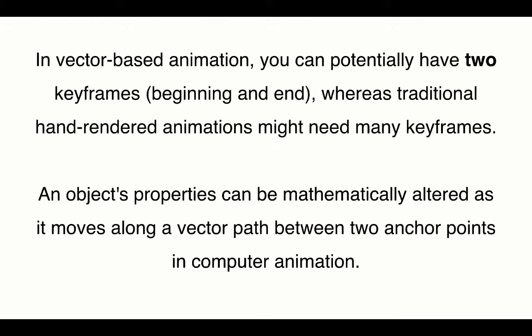Well, in vector-based animation, and this is where computers come in, you can potentially have two keyframes, beginning and end, to do a lot of those same things, whereas traditional hand-rendered animations might need many keyframes, right? And objects' properties can be mathematically altered as they move along a vector path between two anchor points in computer animations, referred to as motion tweening, shape tweening, and so forth. So let's take a look at that.